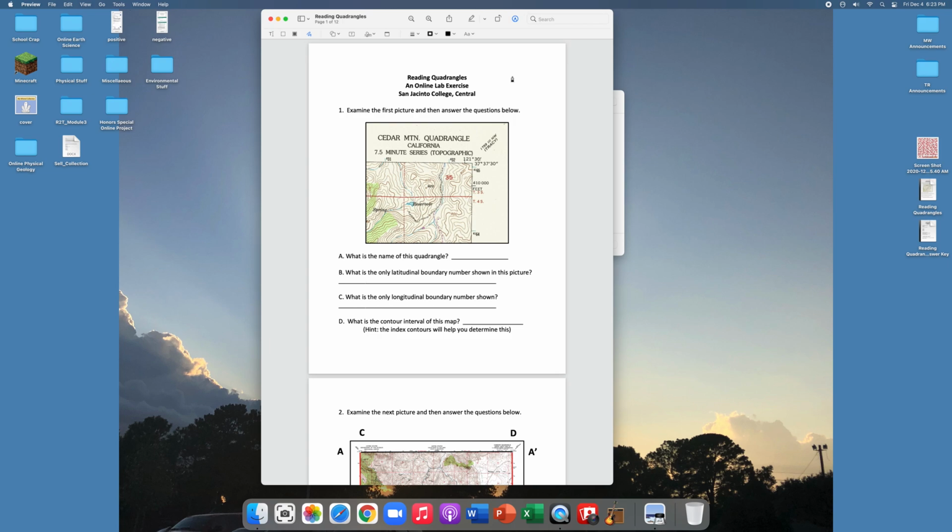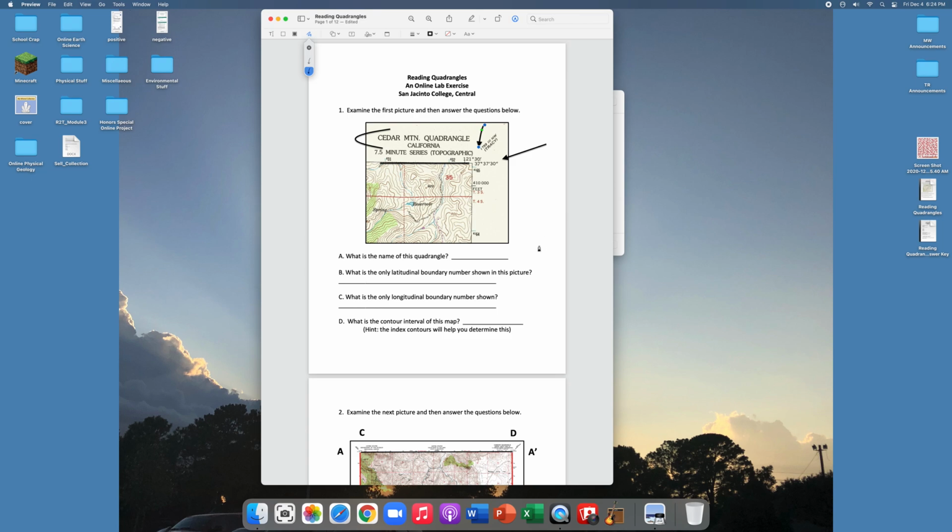I'm going to do my best to try to draw on this thing, but I'm learning with my tools. So number 1A, what is the name of the quadrangle? Well, it's given to you right here, the Cedar Mountain Quadrangle. 1B, what is the only latitudinal boundary number shown? It's this number here, 37 degrees, 37 minutes, and 30 seconds, because that refers to this line. The longitude is 121.30, which is the number here.